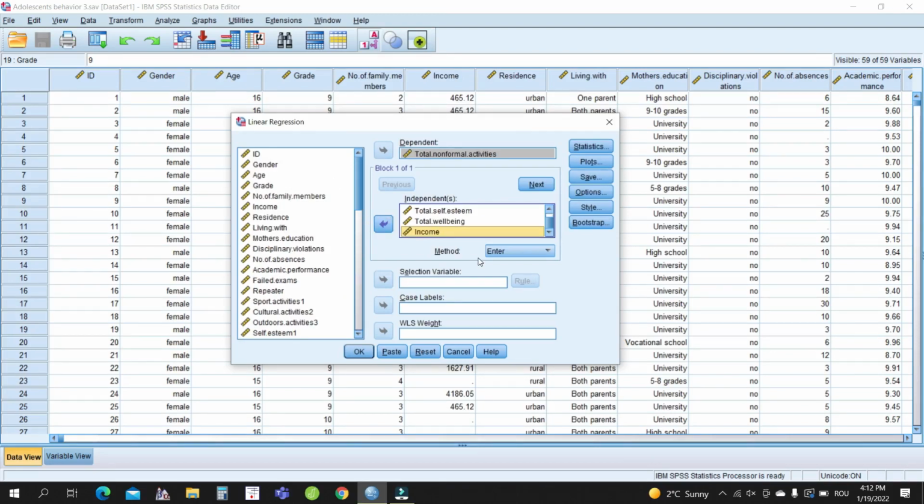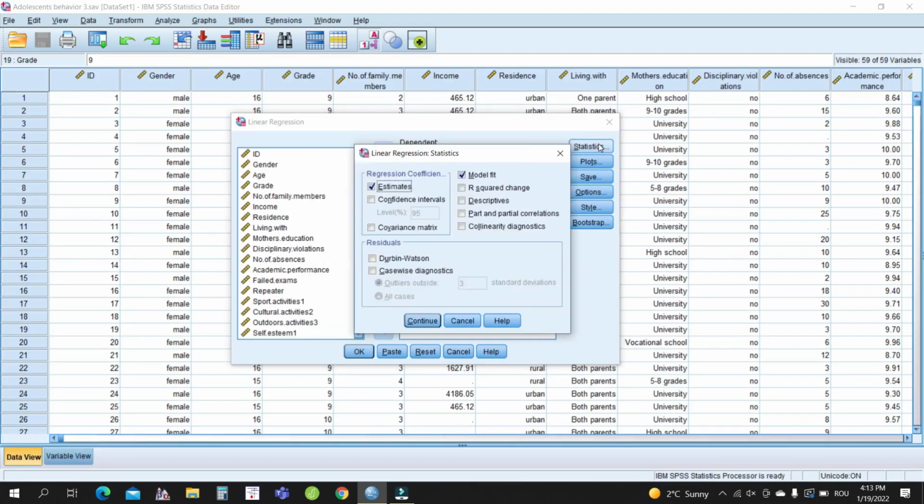As you can see below the independent variables area, we have the option called Method, which is Enter by default. This means that our variables are simultaneously introduced in the model. I will keep the option Enter in this presentation because we test the simultaneous model here. The other available options will be discussed in the following presentation where we will test hierarchical models.